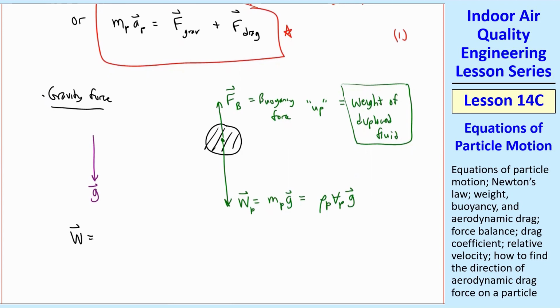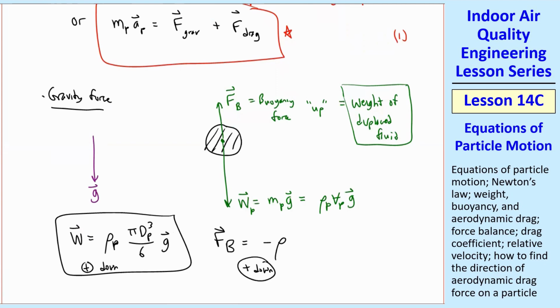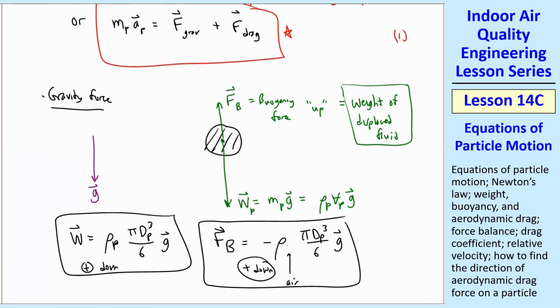So working on these equations some more, W is equal to rho p times the volume, Vp, which is pi dp cubed over 6 times g. So that's the weight. Similarly, the buoyancy force, Fb, we're making this force positive downward, so it's the opposite direction. Negative rho, not of the particle, but of the air, so there's no subscript, and then the same volume, because we've displaced the same volume of air as the particle itself. So those are those two forces.